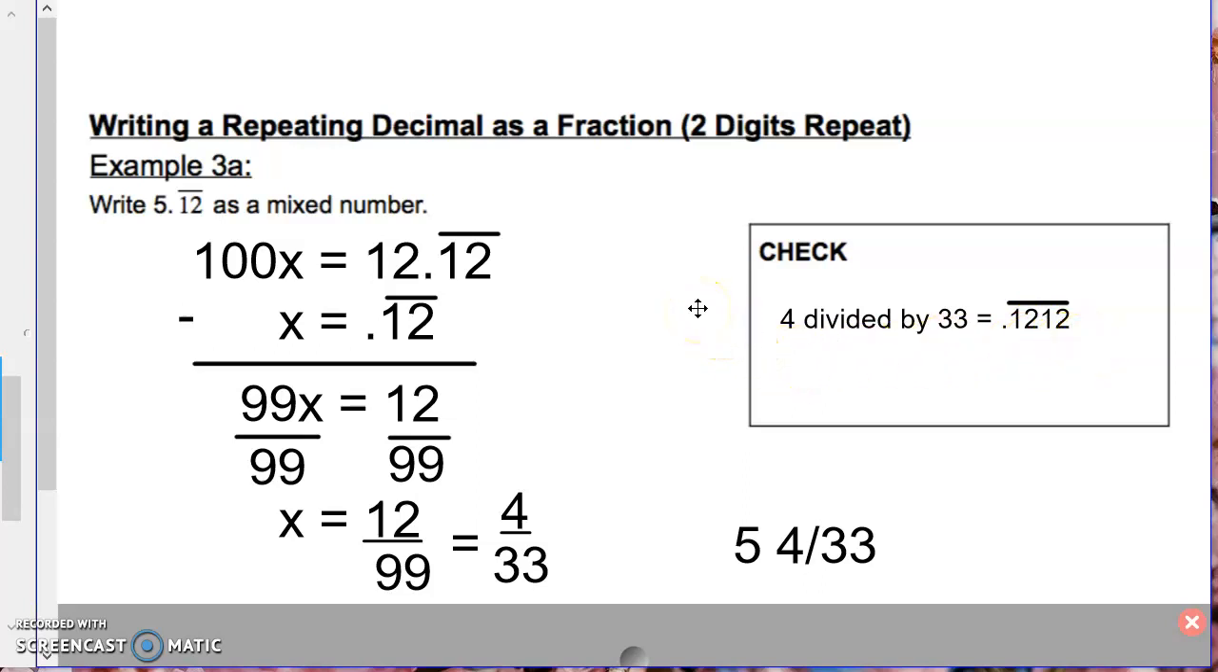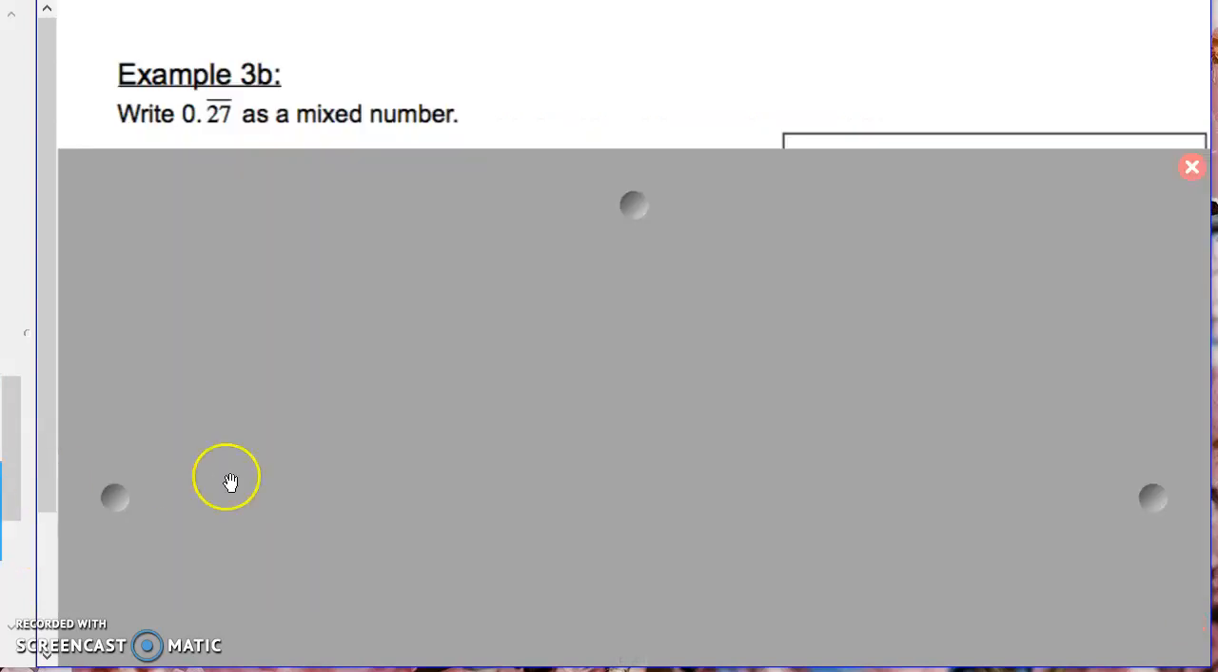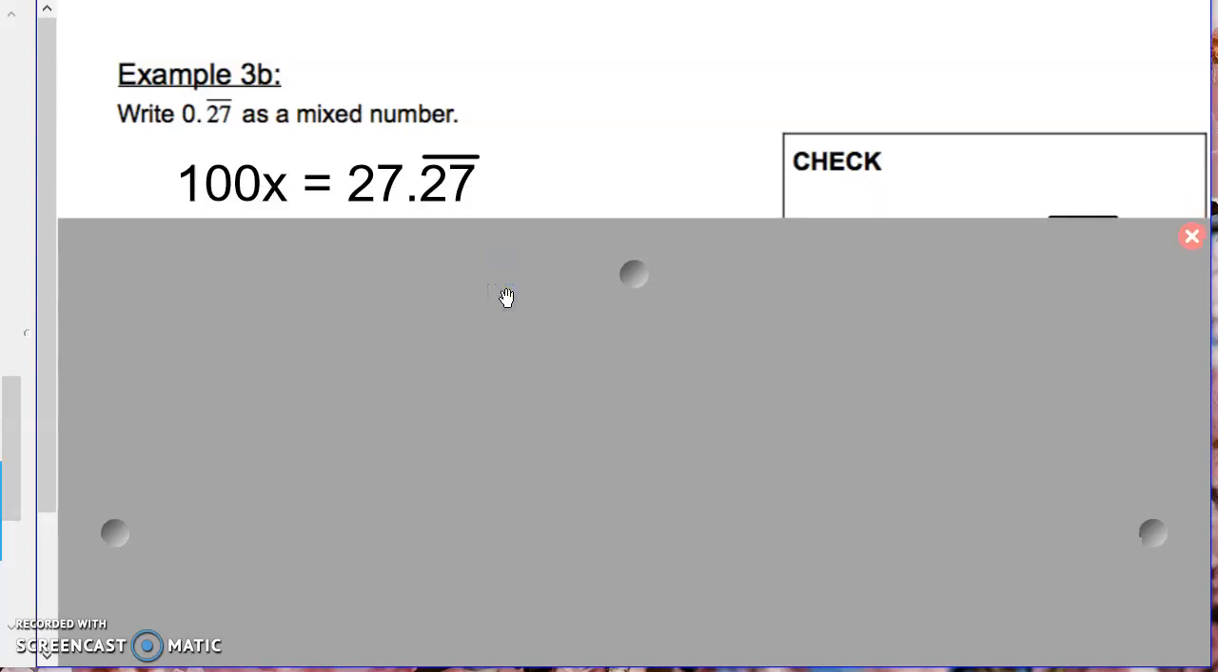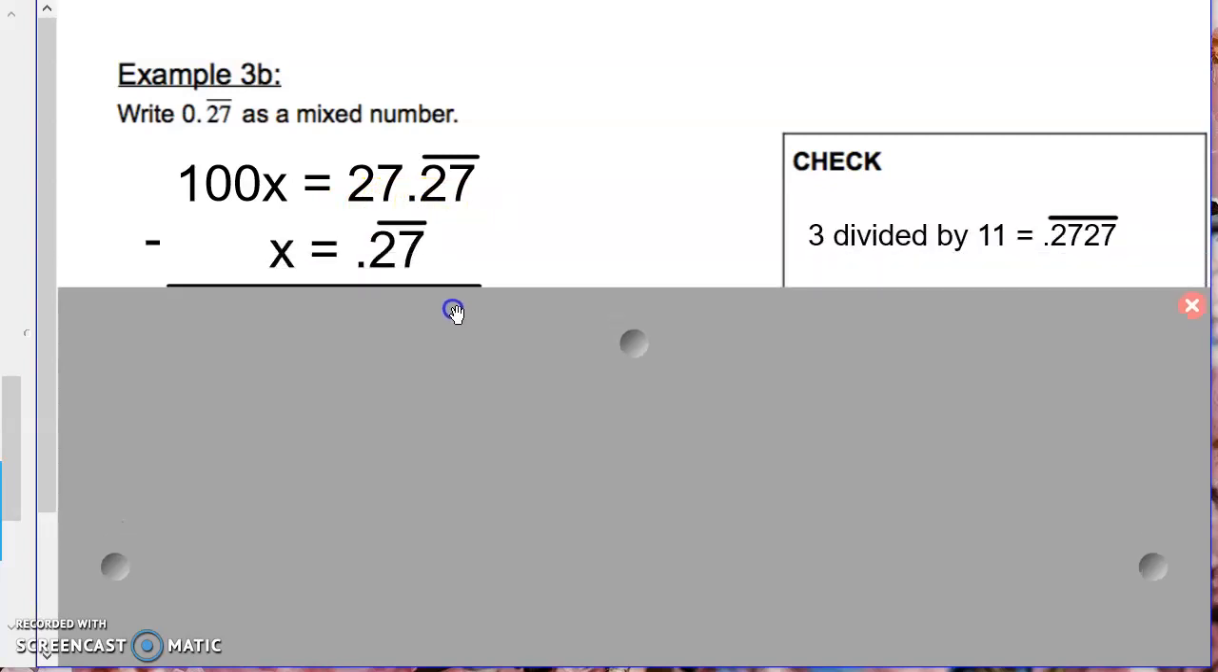Now, just like when we were doing the 1 digit, examples 1a and 1b, you'll notice that it's the repeating decimal over 99. But then again, this one you could reduce to give you 4 33rds. Keep that pattern in mind as we go through the next one. So we have 0.27 repeating that I want to write as a mixed number. So again, 2 digits repeating, so I'm going to multiply by 100 on both sides. That gives me 27.27 repeating. Then I would subtract x equals 0.27 on both sides, so that those two would cancel out and I'd just be left with the 27.